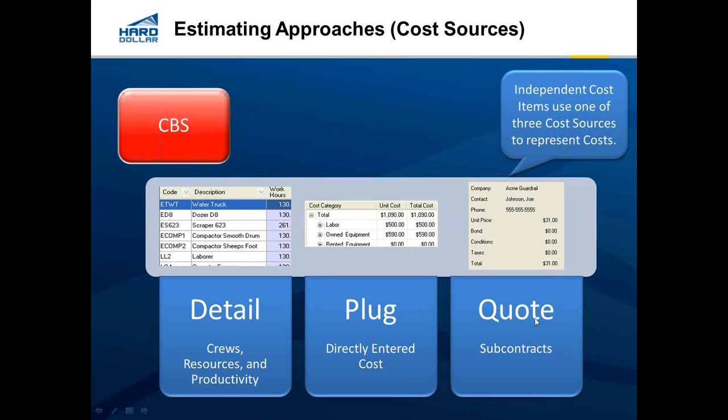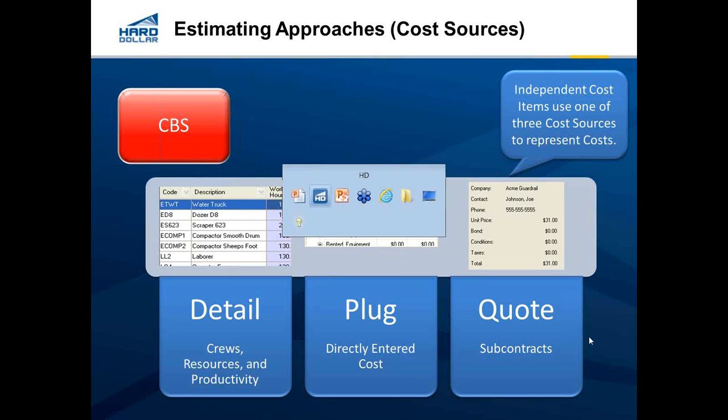That takes us to the third option, and obviously even as a prime contractor, there's going to be some items that you're going to subcontract out most likely. So the third thing you could do is just get a quote for the dollar amount from the subcontractor. So let's look at how we can handle these costs. We'll do the detail and the plug example.